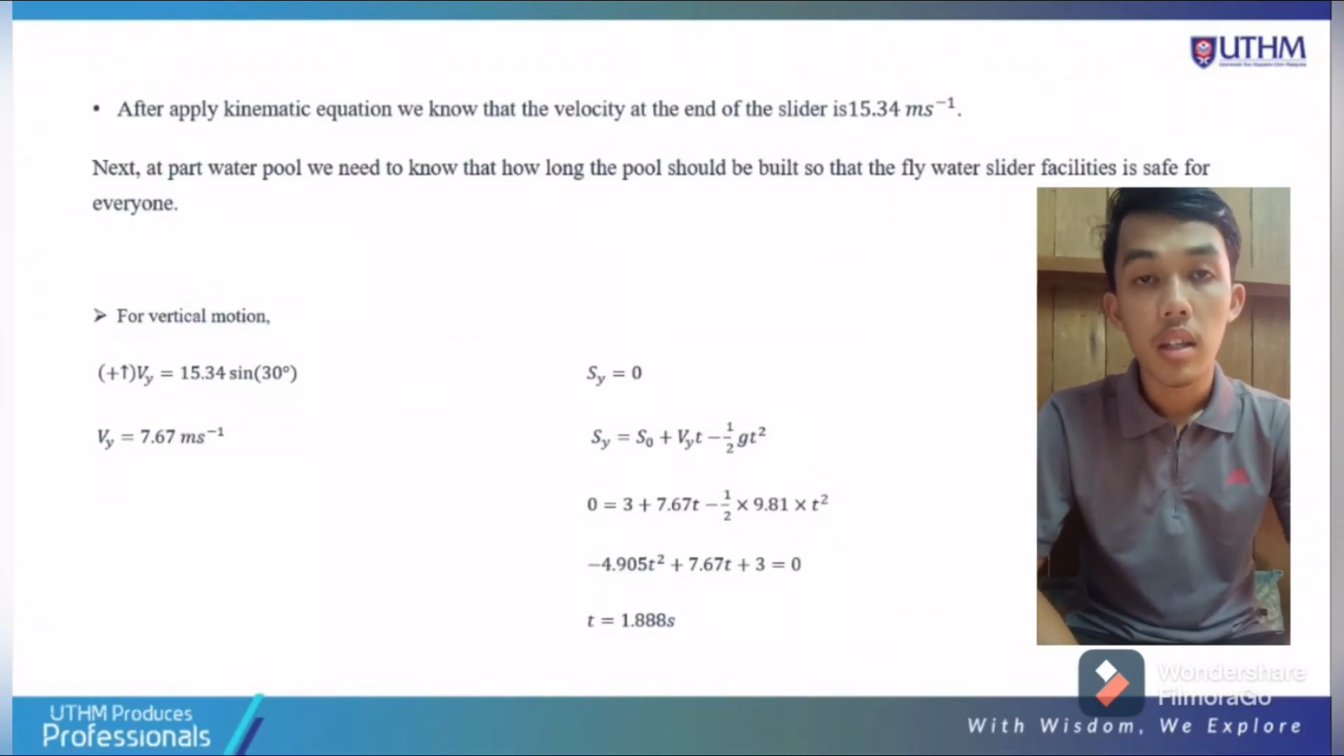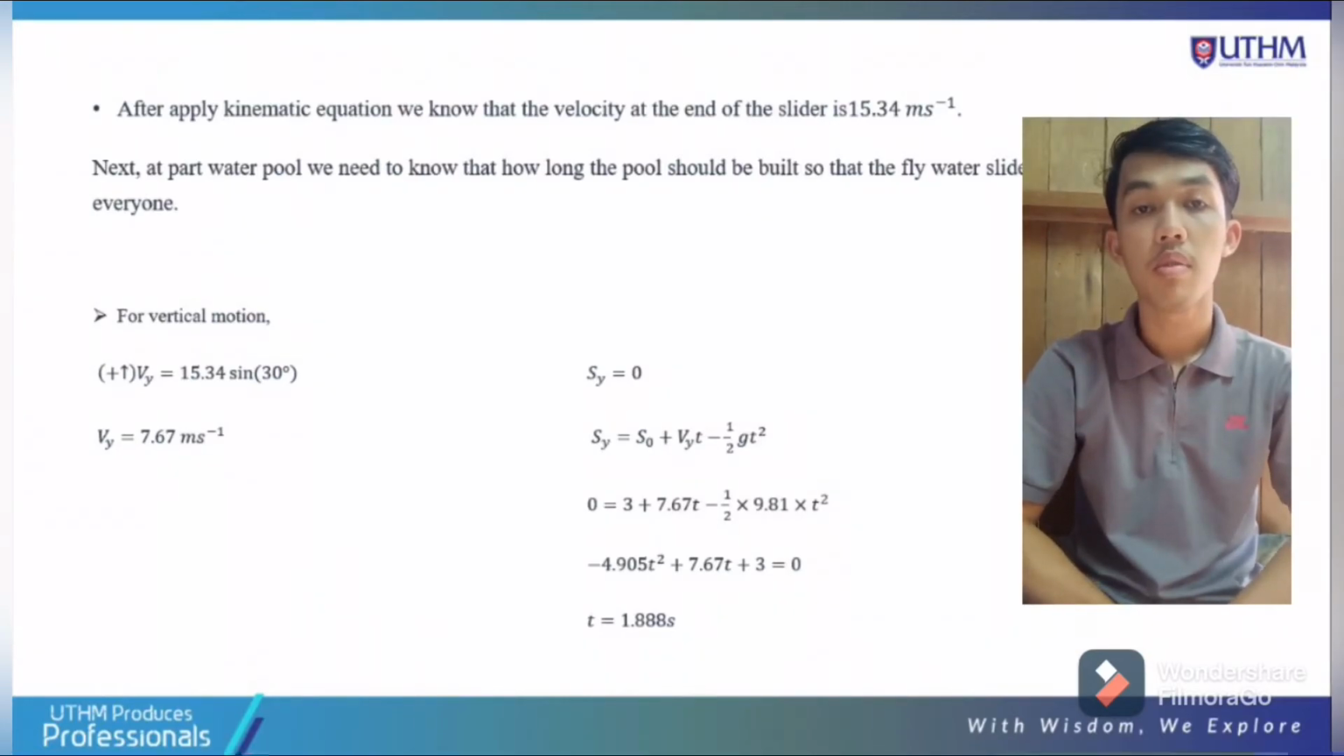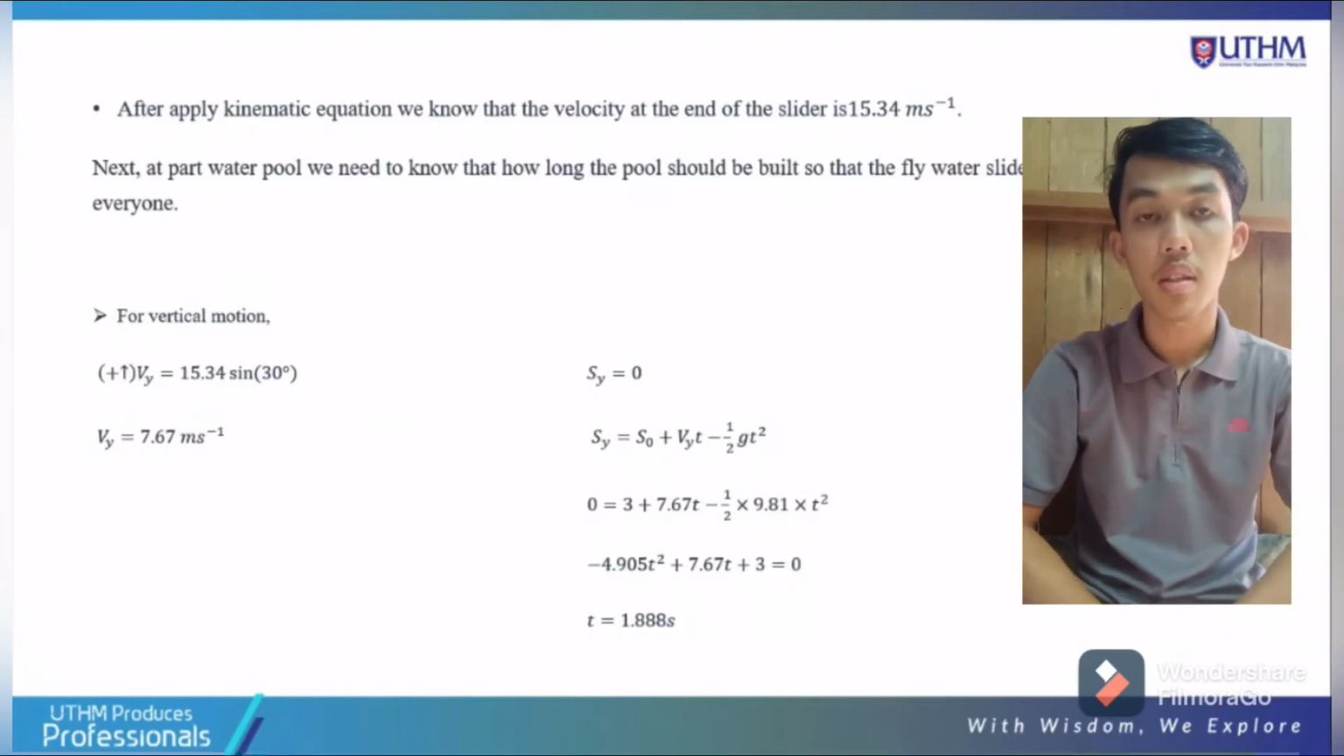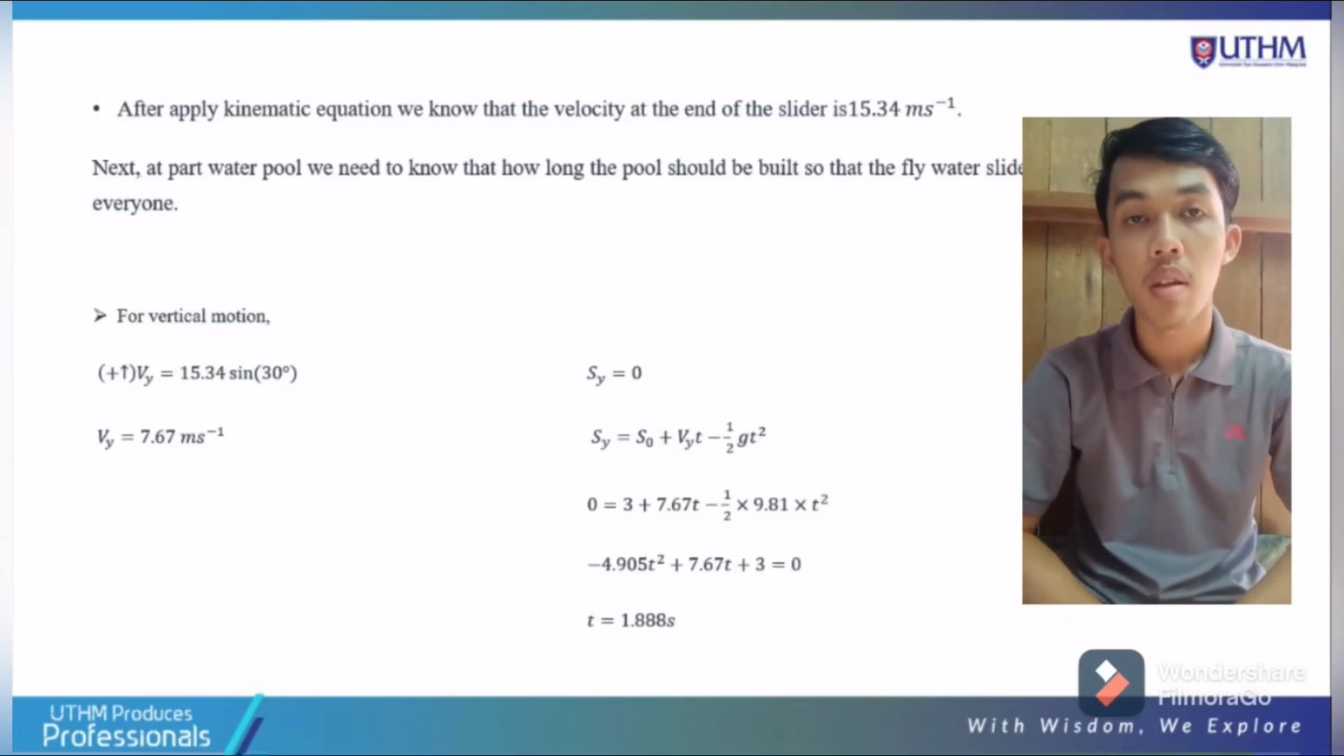Next, at the water pool part, we need to know how long the pool should be built to make a safe facility for everyone. For vertical motion, Vy equals 50.34 meters per second times sine 30 degrees, and we get the answer 7.67 meters per second. We assume upward is positive.